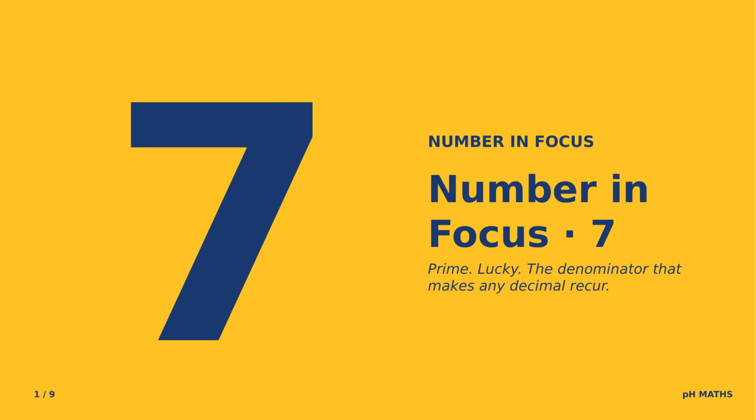Number in focus: 7. 7 is a strange one. It's prime. It's the number of days in a week. It's the number most people pick when asked for a random number, and weirdly, it's the only digit that turns any simple fraction into a recurring decimal.